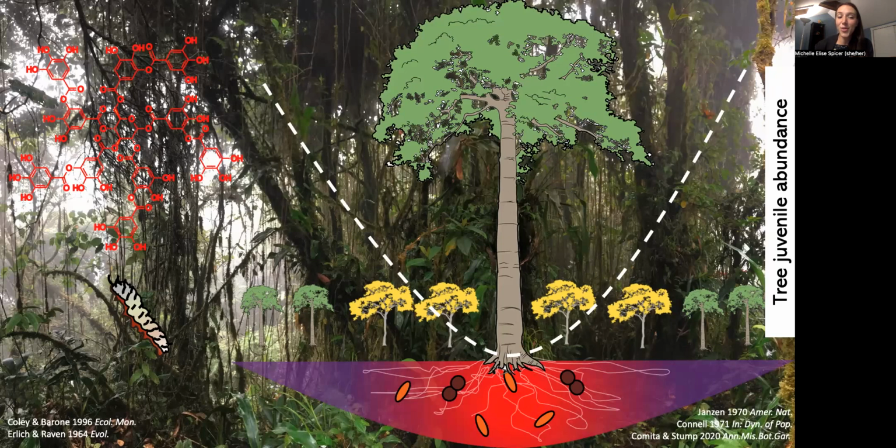Everything from Ehrlich and Raven's why is the world green, thinking about these interactions between herbivores and their plant hosts and this co-evolutionary defending. Then on the right, we have a depiction of the Janzen-Connell hypothesis, really thinking about these species-specific enemies and how they can actually drive the hyper-diverse tropical forests. So these are just two major examples of how biotic interactions have been driving ecological and evolutionary theory.